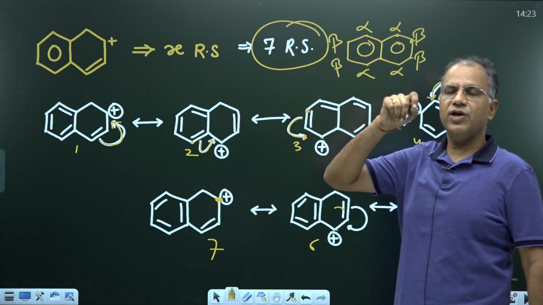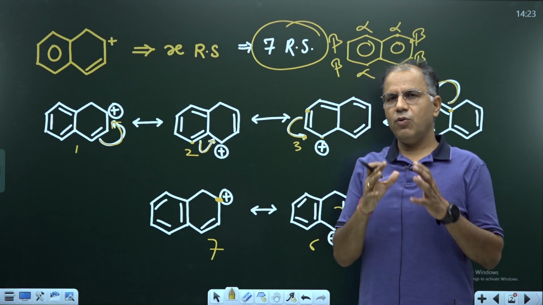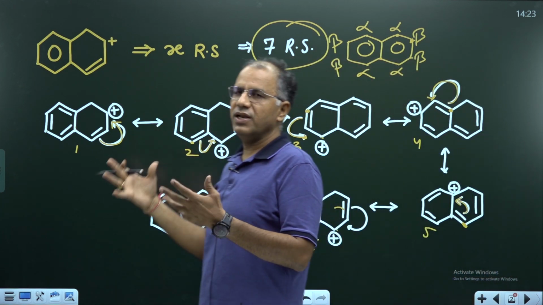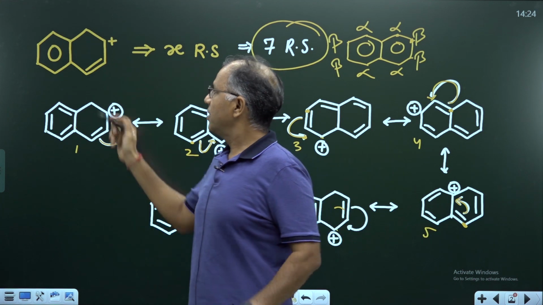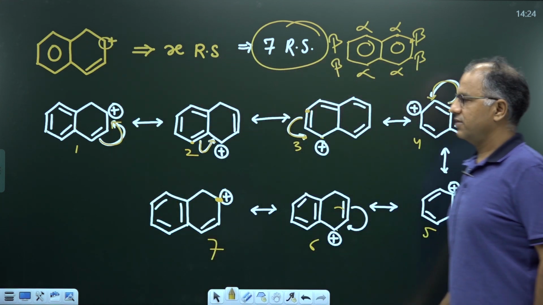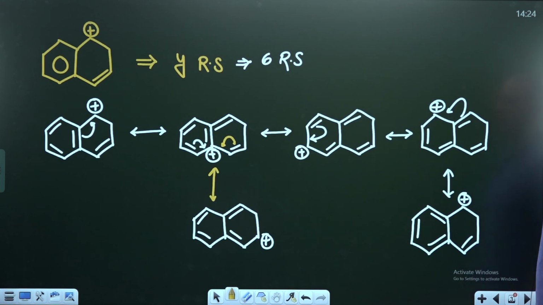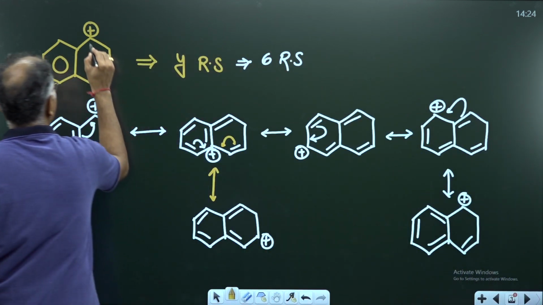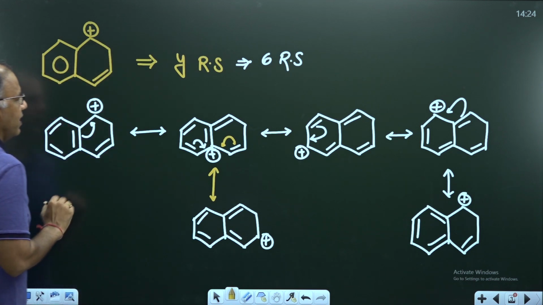So you have to write in your class notes. If carbocation is formed at beta position of naphthalene, although it is not naphthalene, just to remember, if carbocation is at beta position of naphthalene, there will be 7 RS. Similarly, in this example, there will be 6 RS. If carbocation is at alpha position of naphthalene, there is 6 RS.